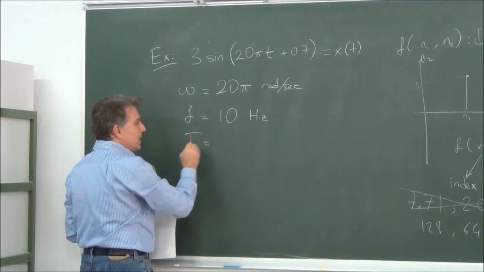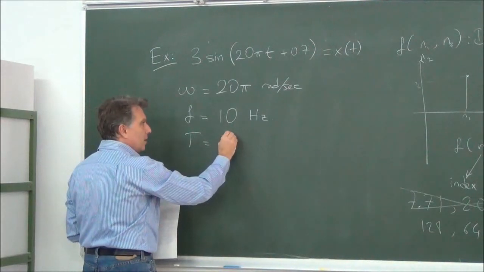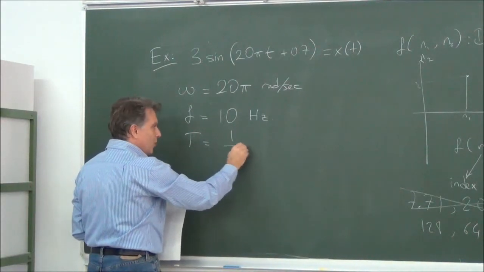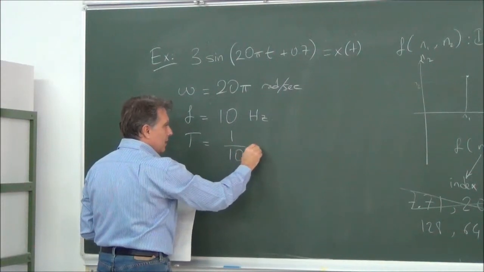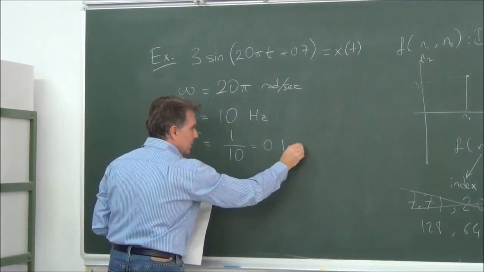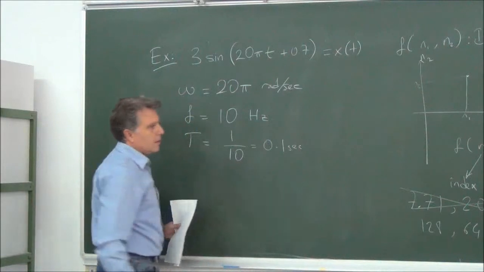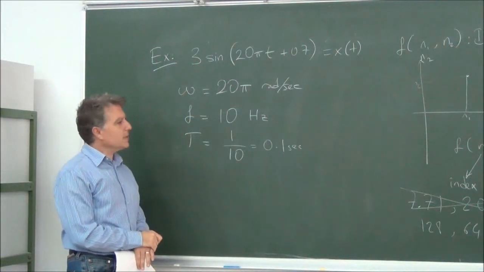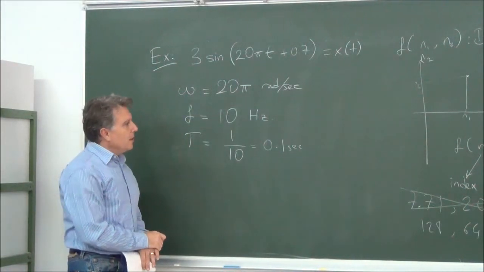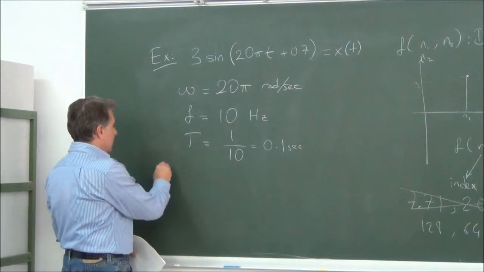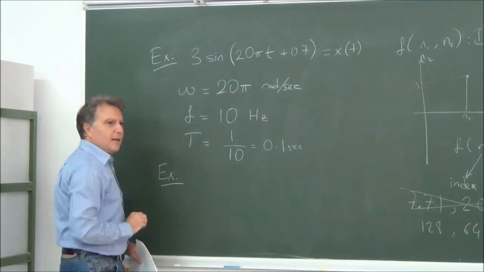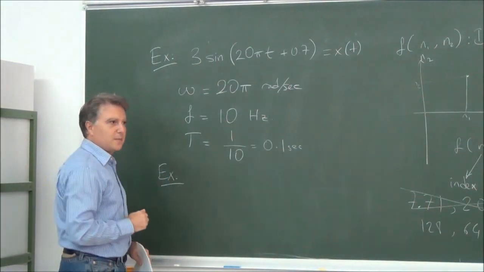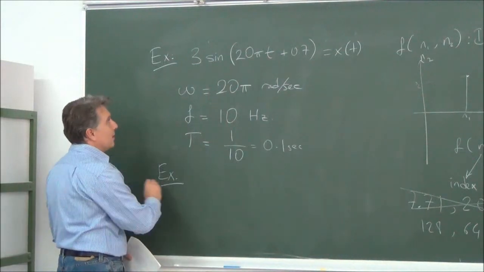So what's the period then? 1 over 10. 0.1 second. So this is the period. Now, let's continue with the periods from the continuous time.